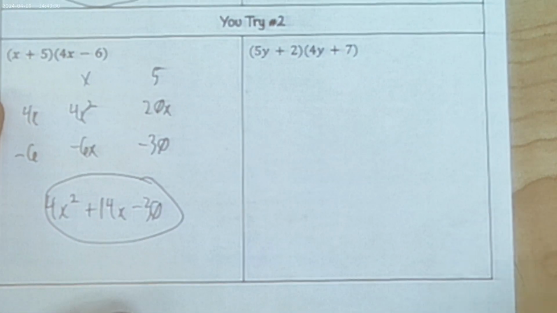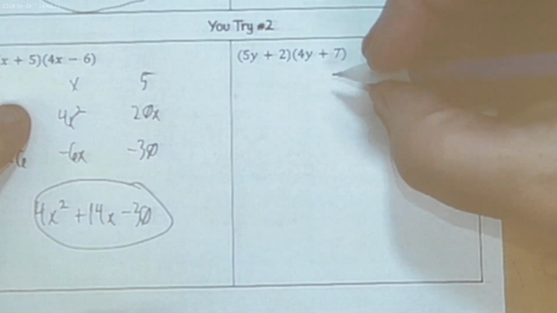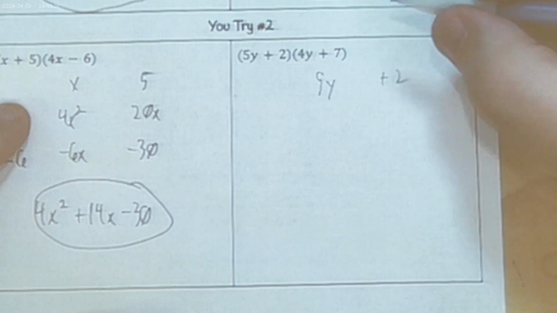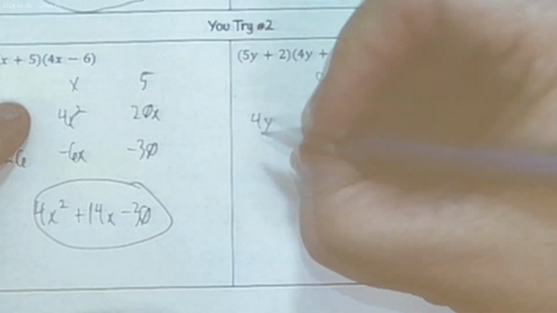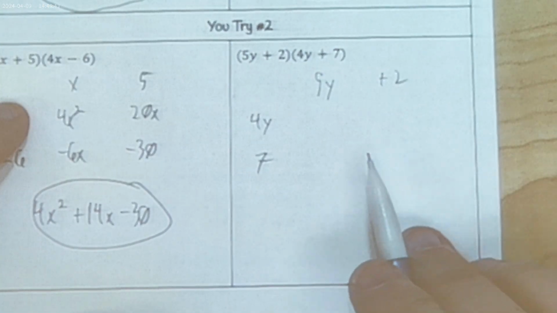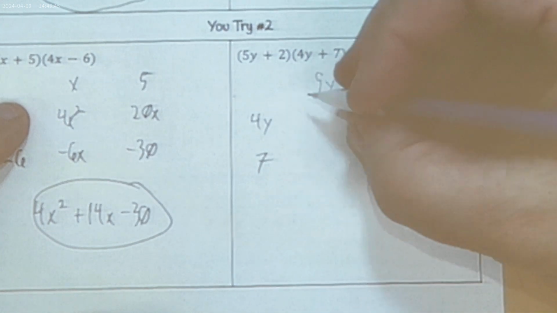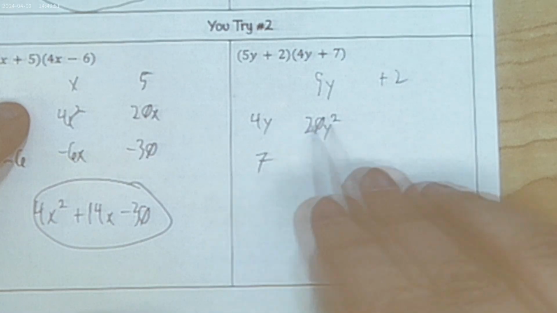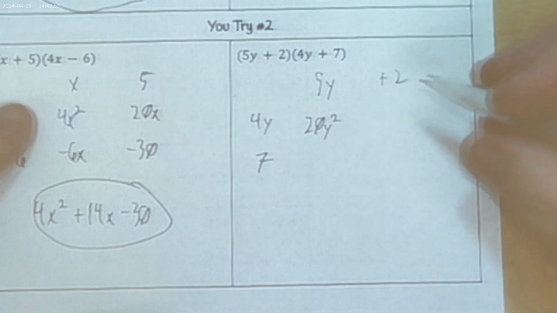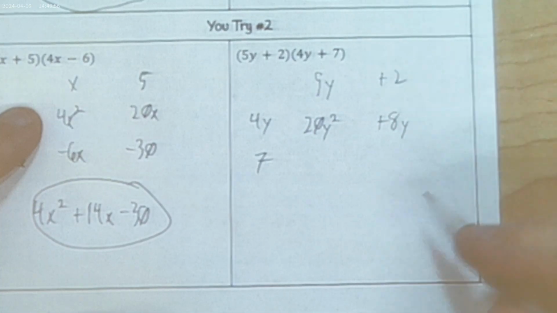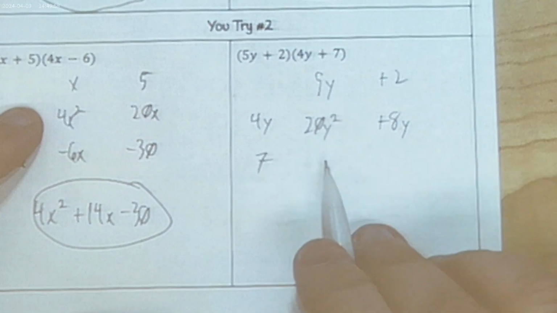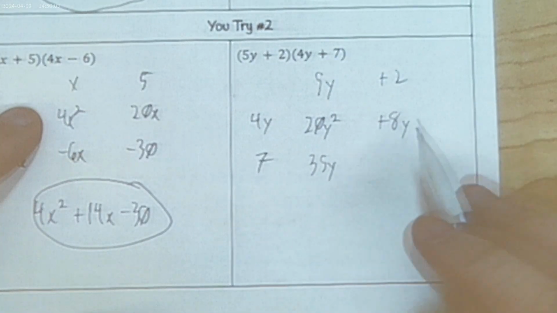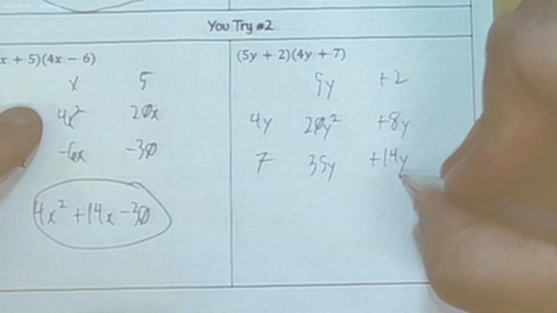Alrighty. And last one with the box method, I've got 5y plus 2. I guess I didn't need to put the plus, but all right. 4y and then 7. So 4y times 5y gives me 20y squared. All right, off to a good start. 4y times plus 2 is plus 8y. 7 times 5y is going to give me 35y. And 7 times plus 2 is, of course, going to give me plus 14.